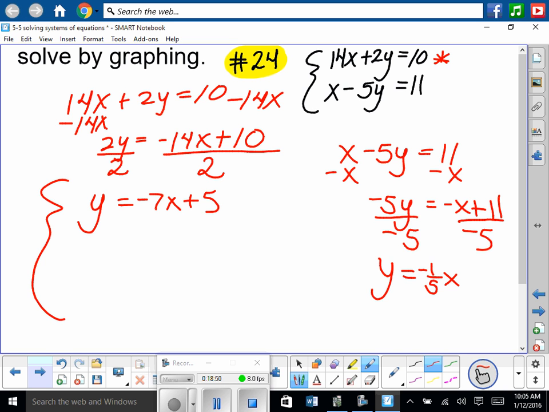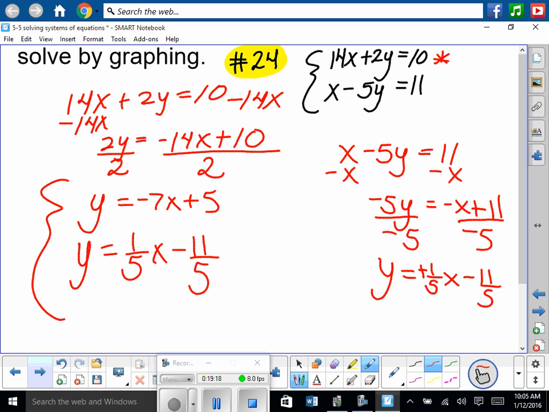So do you understand how I got positive? Should be positive, so don't disagree with me. Shouldn't it be positive? A negative divided by negative is a positive. And then isn't x over 5 1/5 x? Do you all understand that? And then positive 11 divided by negative 5 is minus 11/5. So we have y is equal to 1/5 x minus 11/5.